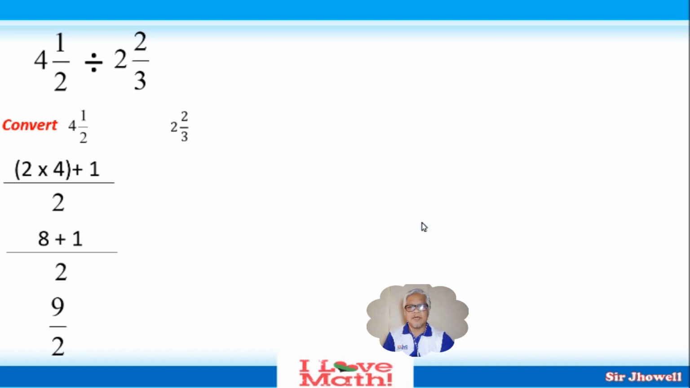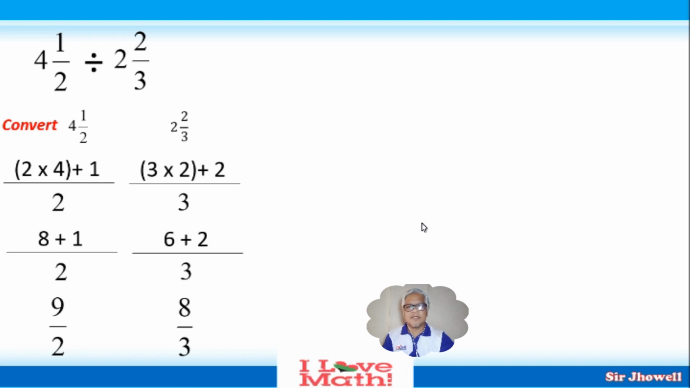Next, we have 2 and 2/3. Copy the denominator 3. Then, 3 times the whole number 2 plus the numerator 2. Copy the denominator 3. What is 3 times 2? We have 6 plus 2. And then the answer is 8 over 3. So 2 and 2/3 is equivalent to 8/3.